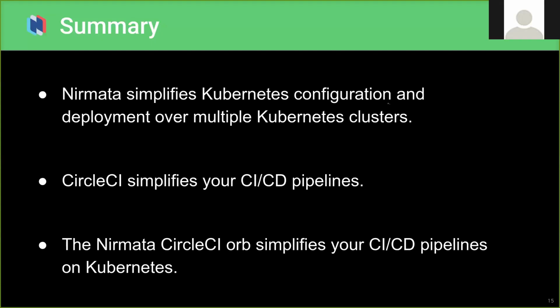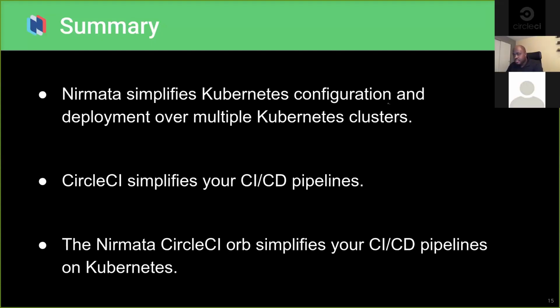So Nirmata is going to simplify your Kubernetes configurations, because I can guarantee you, if you think you have one Kubernetes cluster, you've probably got at least 5. CircleCI, of course, simplifies your CI/CD pipelines, and the combination of the two is really going to allow you to get a lot of flexibility in deploying to multiple clusters and being able to be sure that when you deploy something to your next cluster, it's not subtly different. You can deploy from the same application.